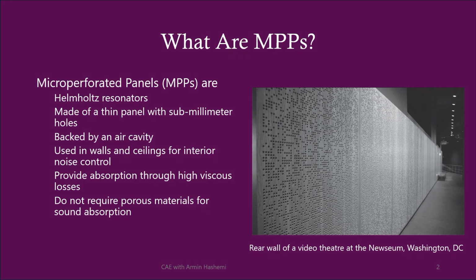Microperforated panels, or MPPs, are a type of Helmholtz resonator consisting of a thin panel with very small holes and a backing cavity. They are commonly used in the walls and ceilings of buildings to reduce interior noise. They provide sound absorption through high viscous losses as air passes through the small holes. Therefore, MPPs do not require porous materials to absorb sound.